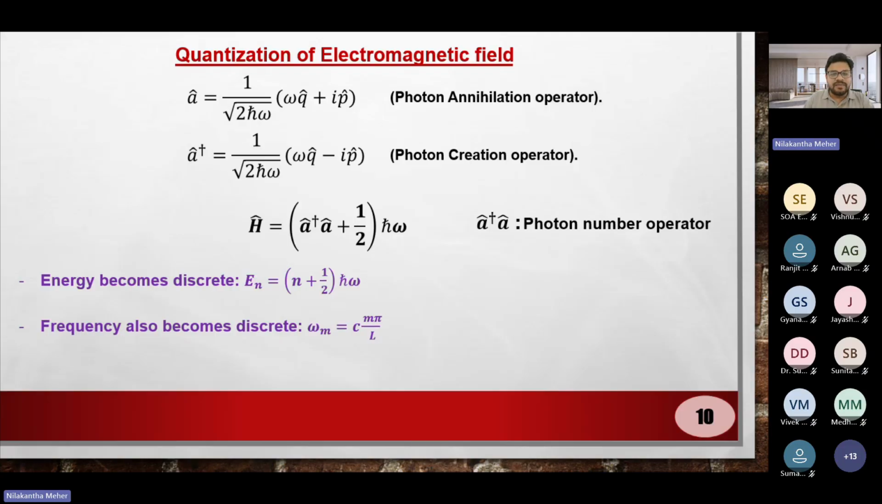But you can see here the frequency also becomes discrete. No arbitrary frequency is allowed inside the cavity. It depends on the length of the cavity. And the ground state energy is again non-zero, and this is called the vacuum field energy. So in the absence of photons, this is the energy you get for a single mode field, half h bar omega.